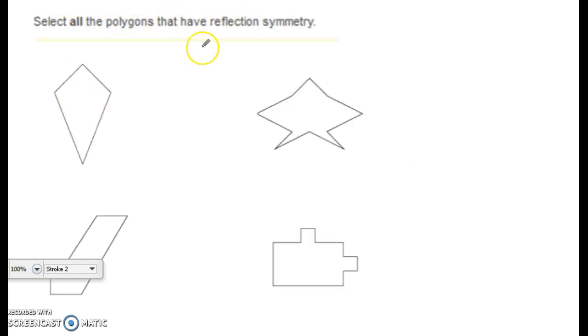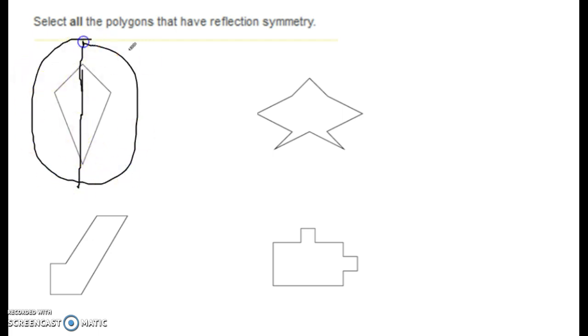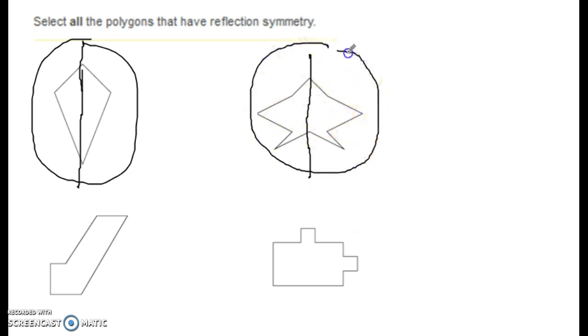Select all the polygons that have reflexive symmetry. So let's go through each of these. The first one, it looks like if I draw a vertical line, that would be a line of symmetry. So that one works. Same thing here. It looks like I could draw a vertical line and it would map back onto itself. So that one has a line of symmetry.